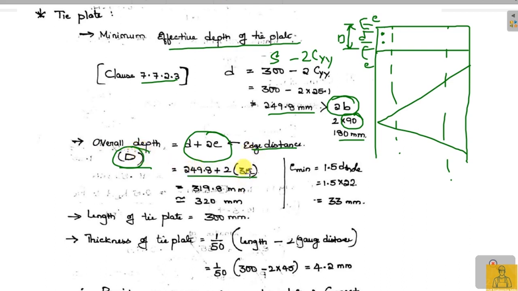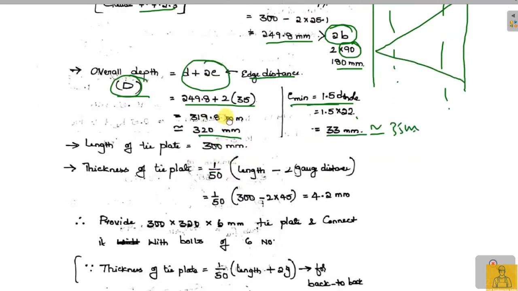So edge distance can be calculated. The minimum should be 1.5 times the diameter of the hole, that is 1.5 into 22. It is 33, and we have rounded it off to 35 mm. So we have used 35, and based on the calculation, capital D is 300. So this has to be 300 mm.